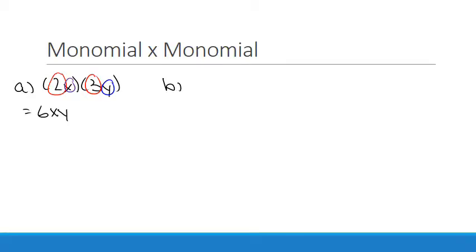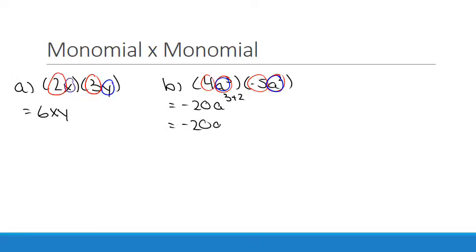b. 4a to the power of 3, negative 5a squared. Once again, coefficients go together. So 4 times negative 5, negative 20. Now these a's, we want to check these a's out. I guess I could use a different color, couldn't I? Let's use the blue. Remember that when you're multiplying like powers, you actually add the exponents. So it's going to be a to the power of 3 plus 2. So negative 20, a to the power of 5.